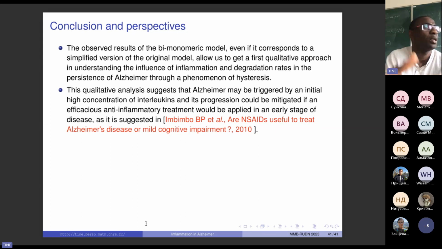So there is work from this point of view, the work of Imbibo, who suggests that, of course, we can use treatment with something like NSAIDs. We use these NSAIDs, which are anti-inflammatory treatments that can help with cognitive impairment. But for the moment, I haven't seen very experimental work to highlight all this.